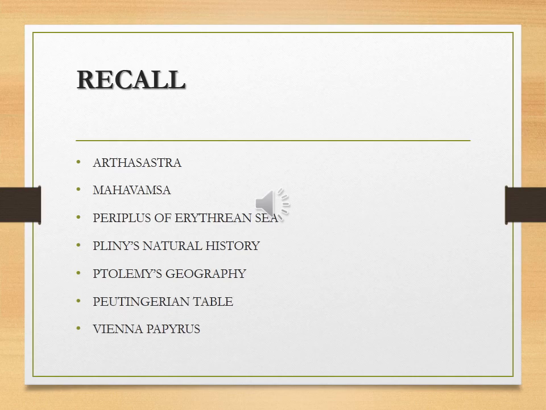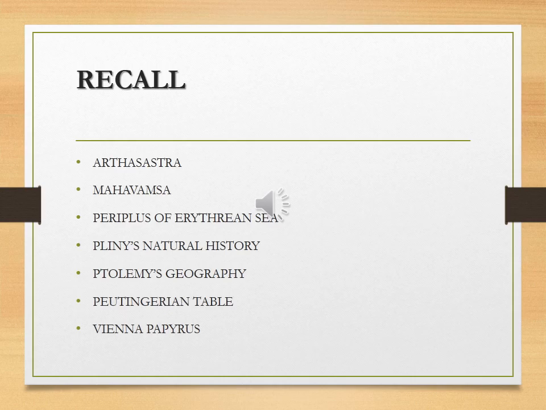In our previous class we discussed various non-Tamil sources, that is, the foreign accounts about the Tamil country. These foreign accounts offer information about early Tamil society. What are the non-Tamil sources that we have discussed? Arthashastra, Mahavamsa, Periplus of the Erythraean Sea, Pliny's Natural History, Ptolemy's Geography, Pythagorean Table, then Vienna Papyrus. These are the non-Tamil sources which provide information about early Tamil society.